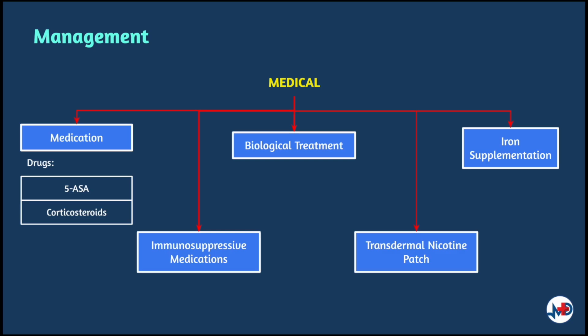Rectal suppository, foam, or liquid enema formulations are used for colitis affecting the rectum, sigmoid, or descending colon and have been shown to be effective especially when combined with oral treatment. Other immunosuppressive agents also include azathioprine.